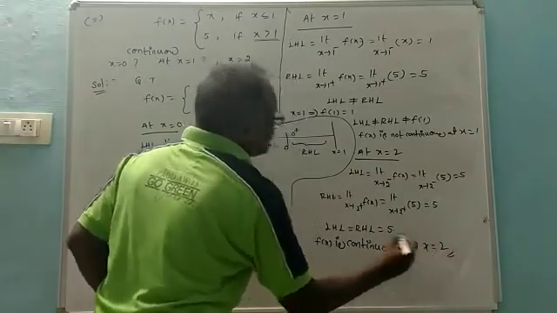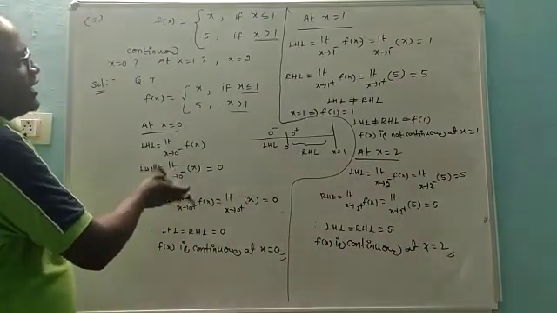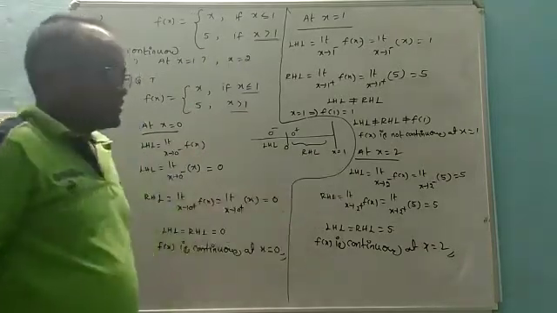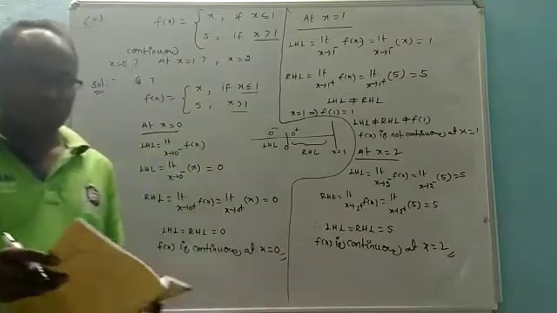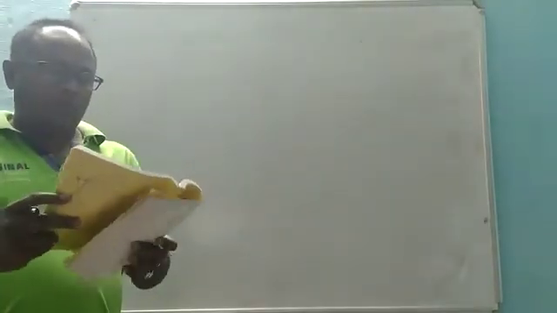So, according to the question, at x is equal to 0 it is continuous. At x is equal to 1 it is not continuous, meaning discontinuity. At x is equal to 2 it is continuous. So, fifth problem, that is the method.